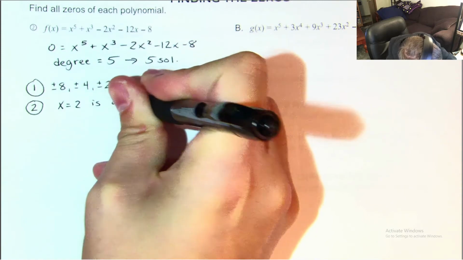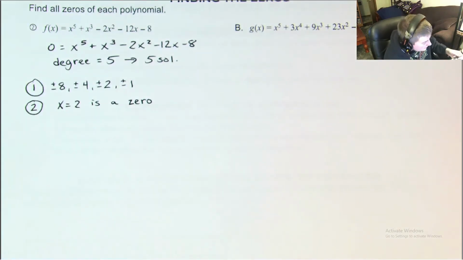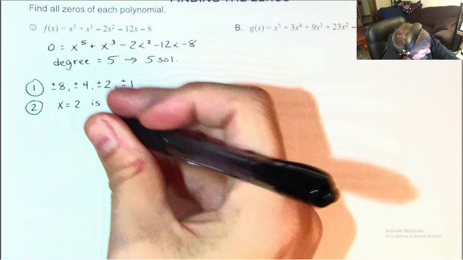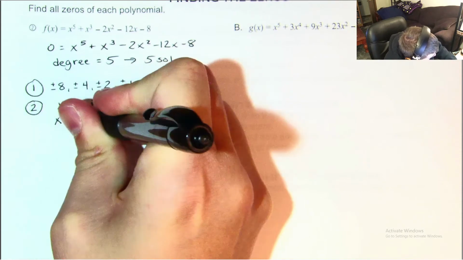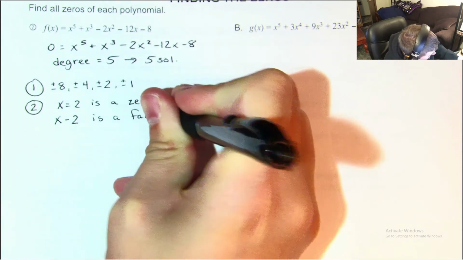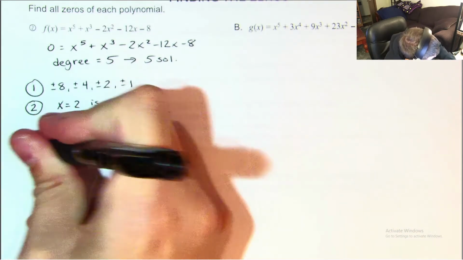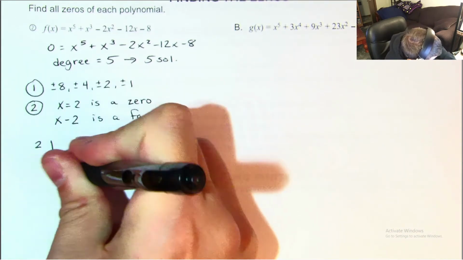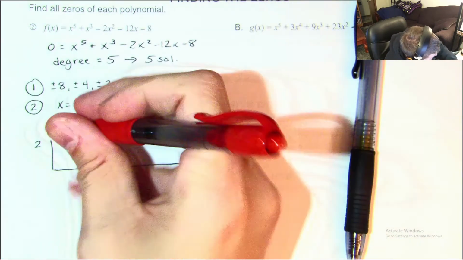Zero or root, whatever you want to call it. We're referring to zeros here, so I'm just going to go with 0. If x equals 2 is a zero, that means x minus 2 is a factor. So I can go ahead and divide out x minus 2. I'm going to put a 2 here, and then I'm going to put 1, and then I have to put a 0 here.